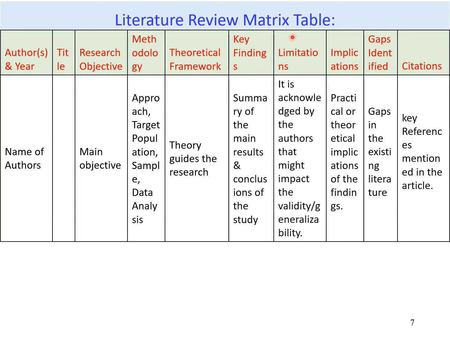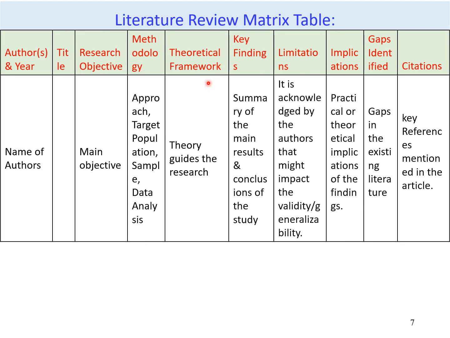The literature review matrix table includes the author's name and year of publication. The names of the authors and year of publication should be written here, and the title of the literature should be written here. The research objective, the main objective or the general objective or the research question, should be written here, and under the methodology, the research approach, whether it is quantitative, qualitative or mixed, should be written here. The target population, the sampling technique, the sample size, and the data analysis should be written here under the column of methodology.